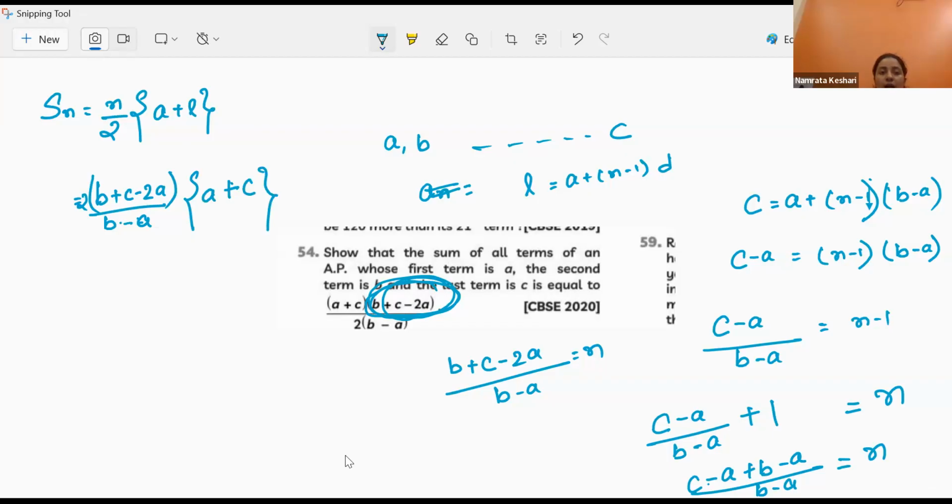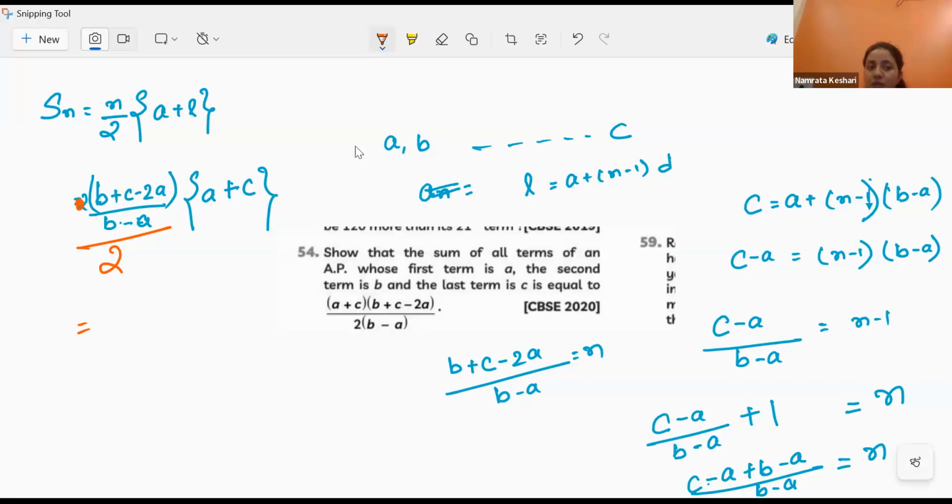Let me check. Are we done with the proof? If we are done, great. I think this 2 I have shifted over here. Let me check. Actually we had 2 over here, right? And I said that in the next step it will be the reciprocal, right? Okay. So by mistake I have taken it in the numerator.